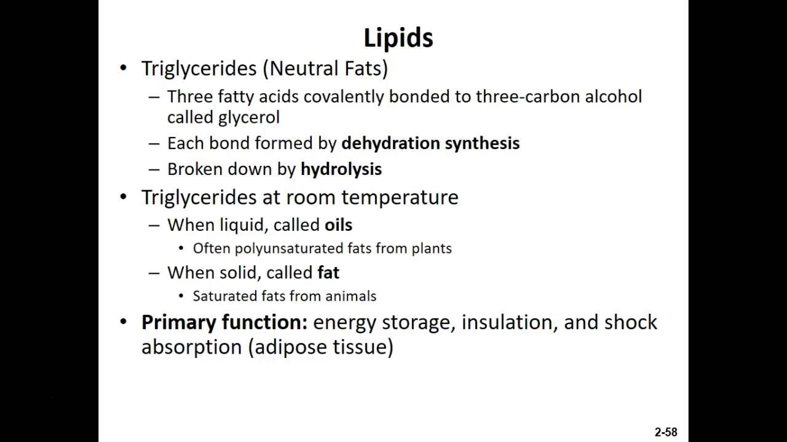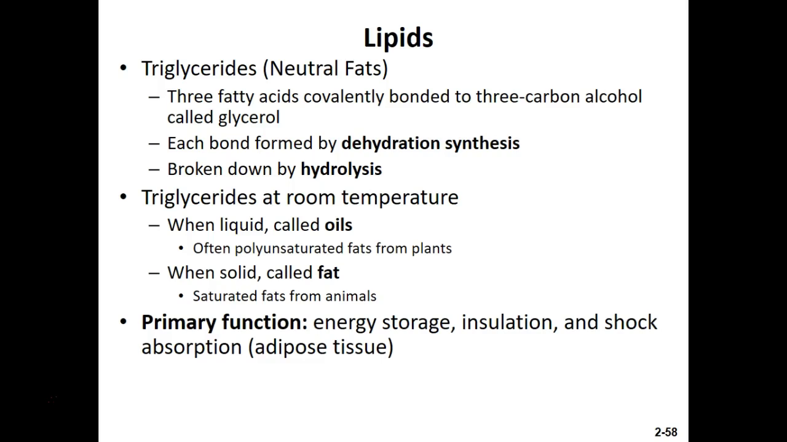Triglycerides are fats found in animals and plants, and they're formed through dehydration synthesis. When they are liquid at room temperature, they are plant fats, plant triglycerides. And if they are solid at room temperature, then they are animal fats. And so liquids tend to be unsaturated, solids tend to be saturated.